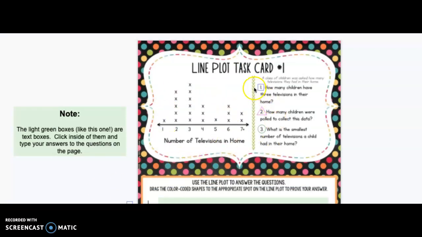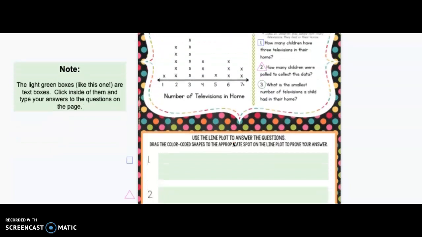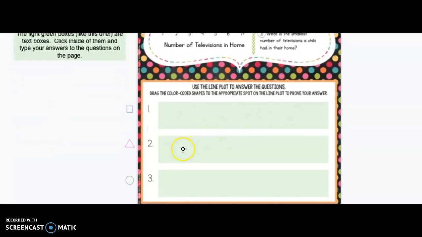You will be doing some line plot task cards in your assignment today. So let's do this one together. I see a note off to the side telling me that the light green boxes that I see are the text boxes. So if I scroll down on the slide, this is where I will type my answers. It says to use the line plot to answer the questions, and then it says to drag the color-coded shapes to the appropriate spot on the line plot to prove your answer. Let's take a look at that.